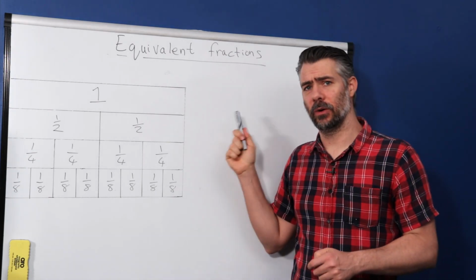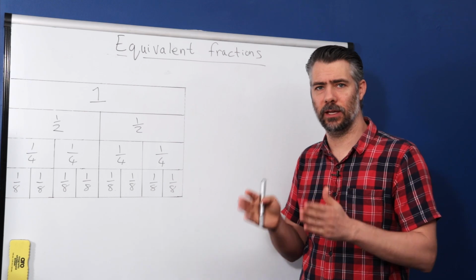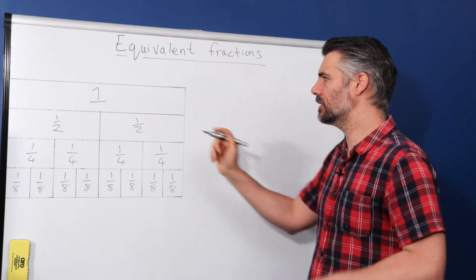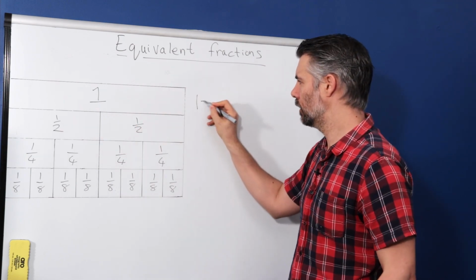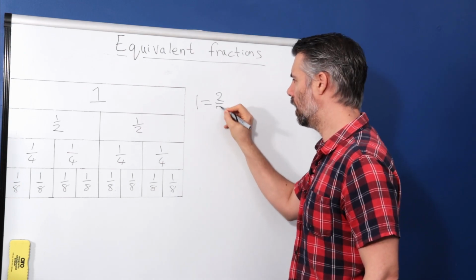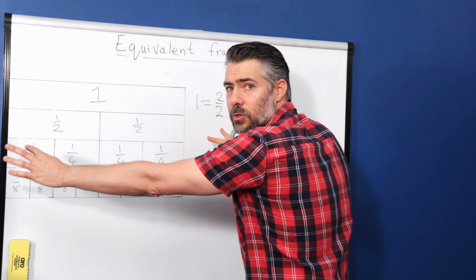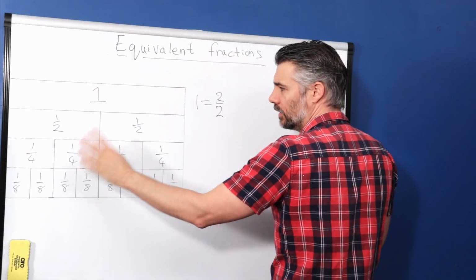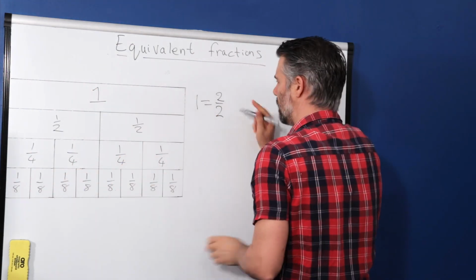So the concept behind equivalent fractions is that two fractions that look different can be equal to the same value. So let's have a look here. We can see that 1 whole is equal to 2 halves, right? Because it takes up the same amount of space as 2 halves. Now, 1 whole is equal to 4 quarters. Again, it takes up the same amount of space.